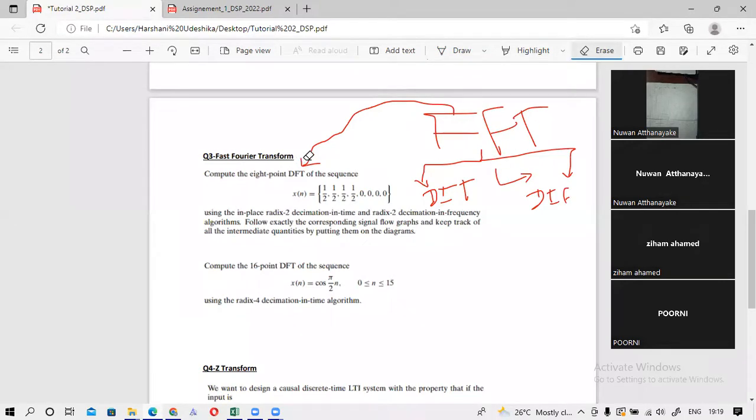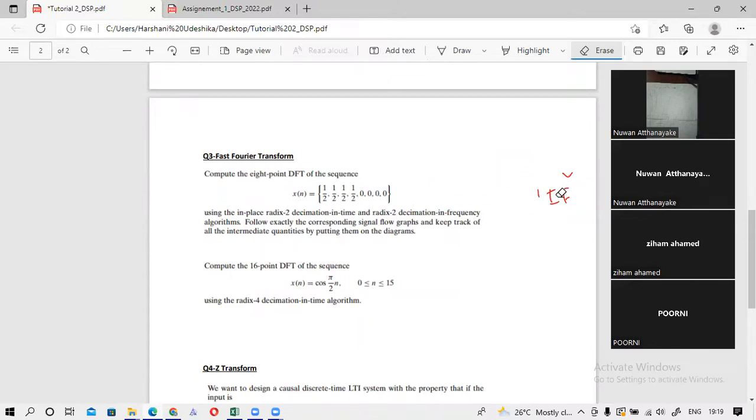So we will directly move to the example, and we will learn the procedure by using the example.